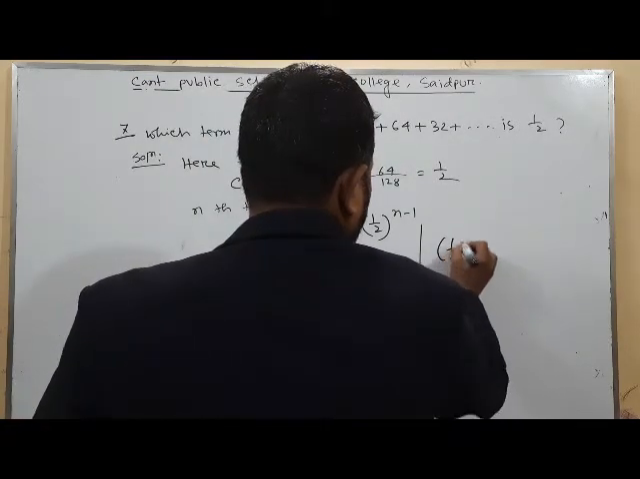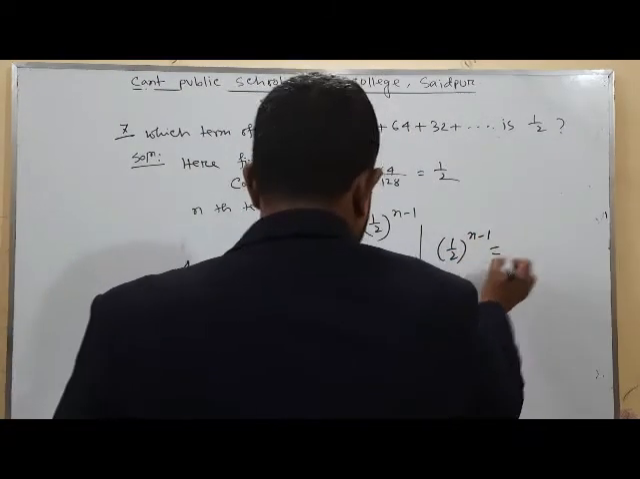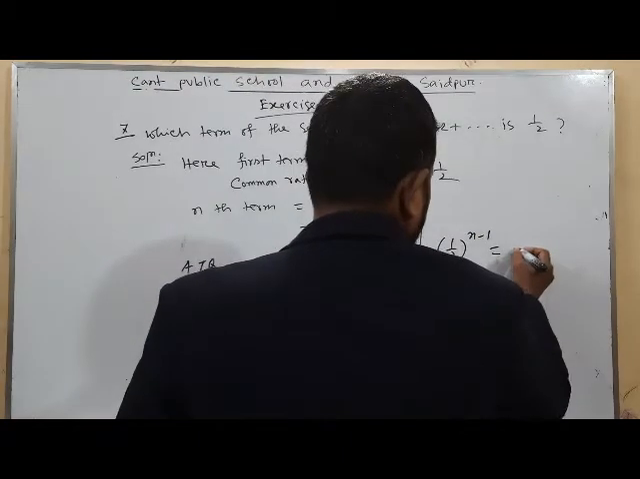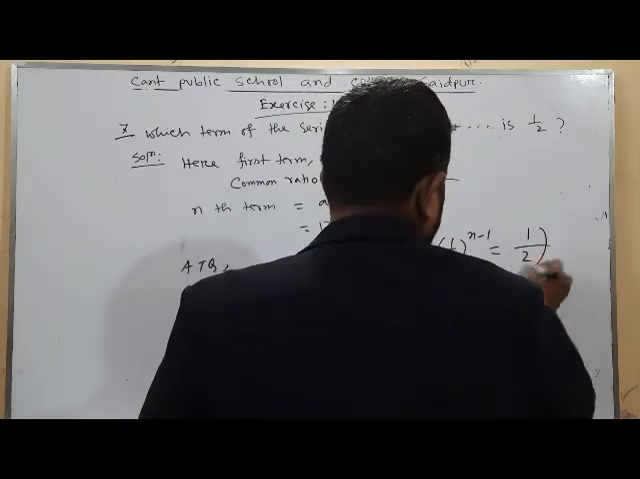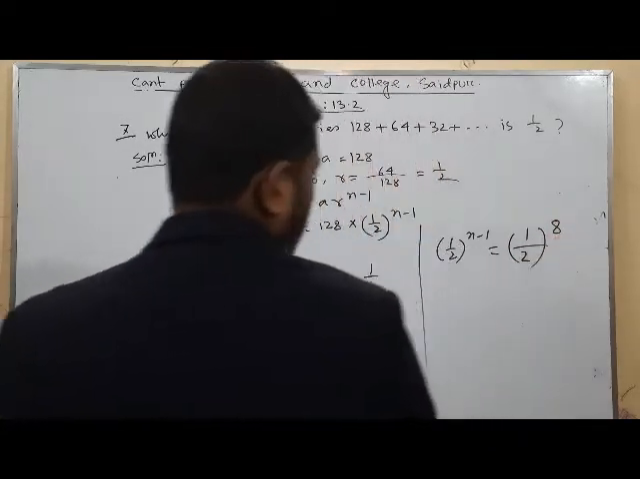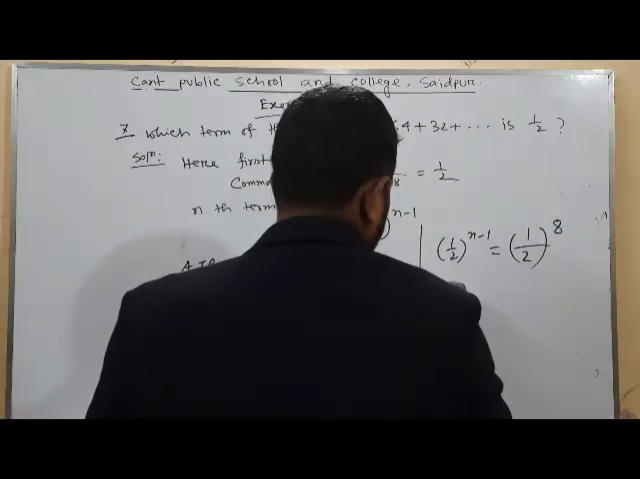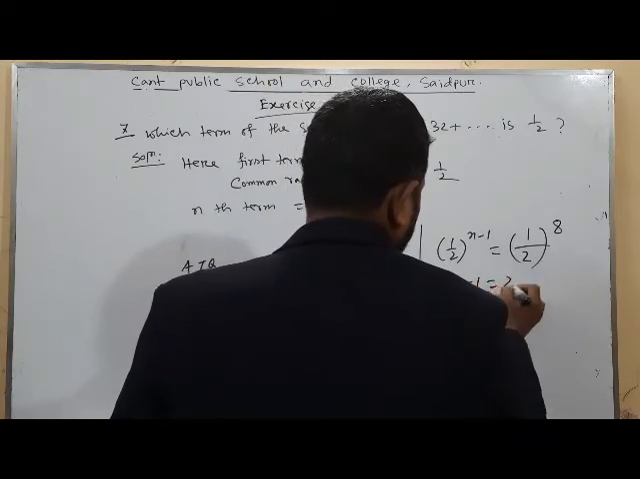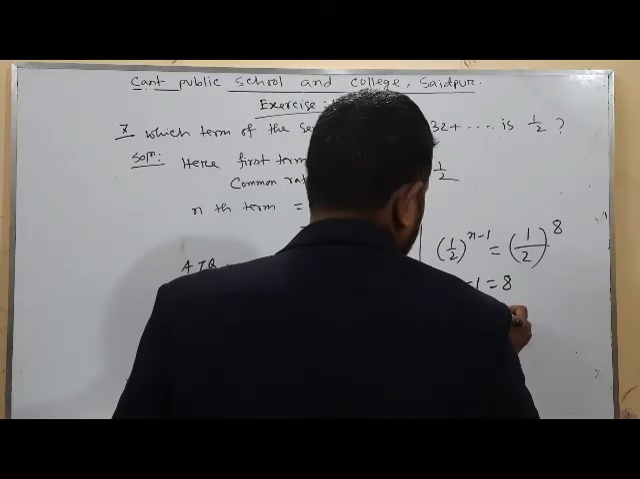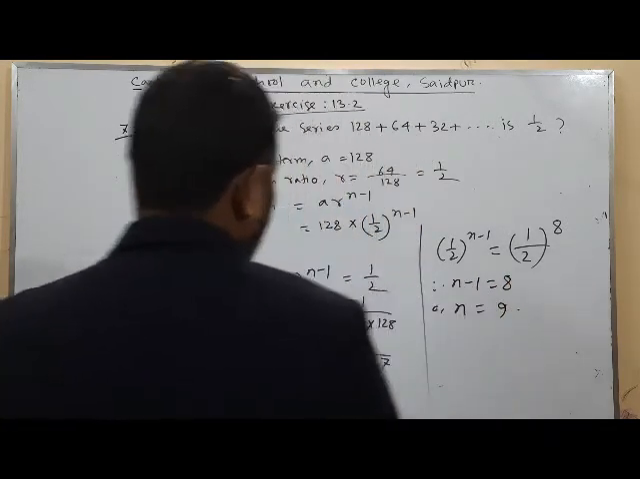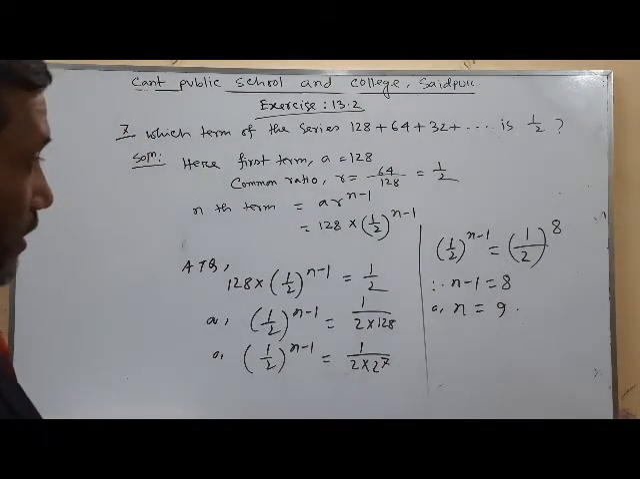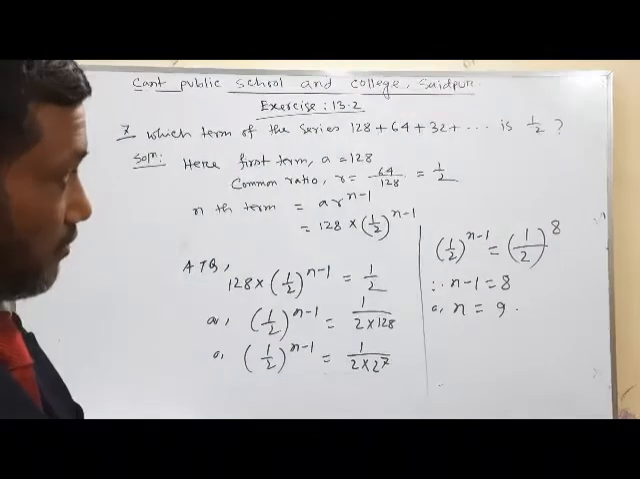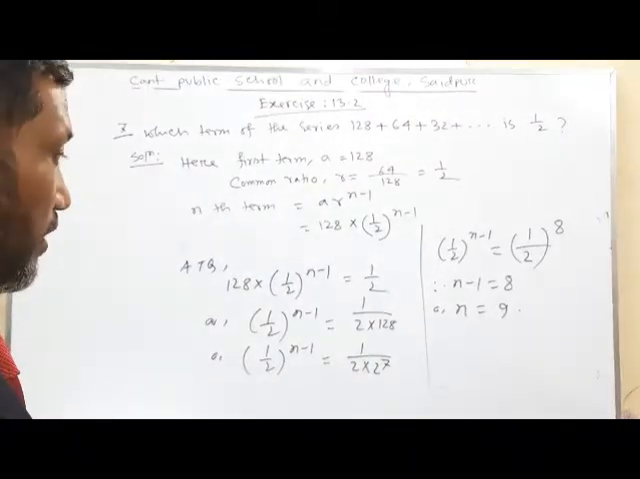A half to the power n minus 1, and this will be 2 to the power 8, that is a half to the power 8. Here half and half will cancel, then n minus 1 is equal to 8, that is n is equal to 9. So the 9th term of the series is half.